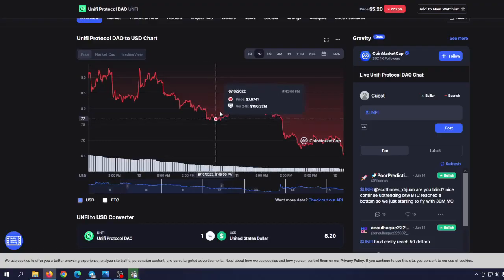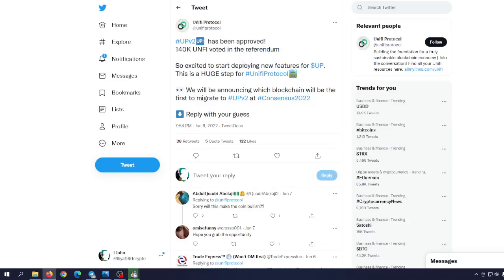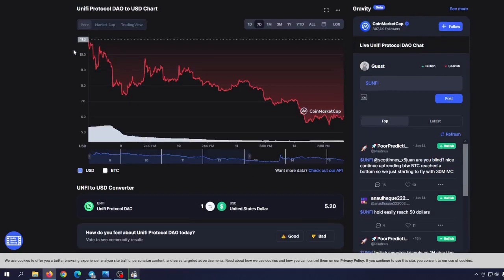Also, before we go to the chart, take a look at this. UP version 2 has been approved. 140k UNFI voted in the referendum. So excited to start deploying new features for UP. This is a huge step for Unifi protocol. This is something that we have been talking about a lot during the last month or two, and now they are going live. So we'll be announcing which blockchain will be the first to migrate to UP version 2 at Consensus 2022. So some great things are happening for Unifi.